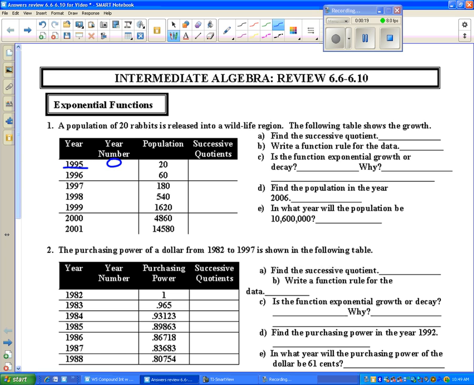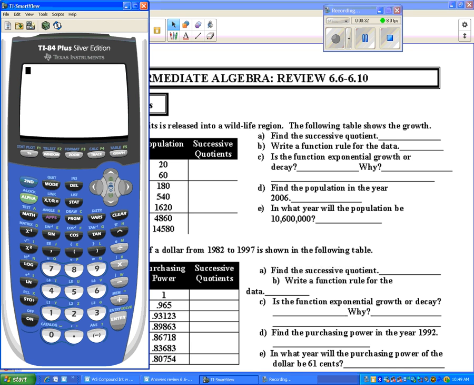So that's year 0. And so I'm going to fill out the rest of this based on the fact that that is year 0. Okay, now I need to find my successive quotients. So I'm going to bring up my handy dandy calculator, and I like to start at the bottom. 14,580 divided by 4,860, and I get 3.